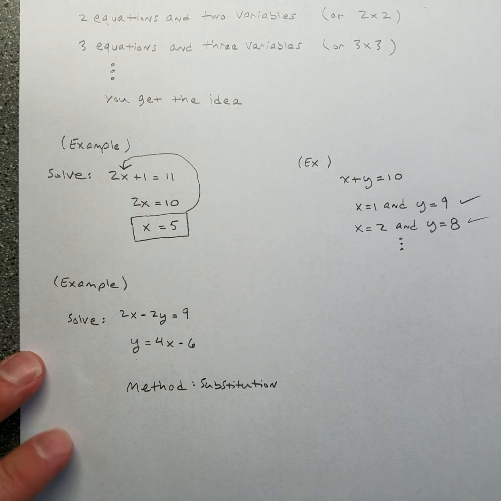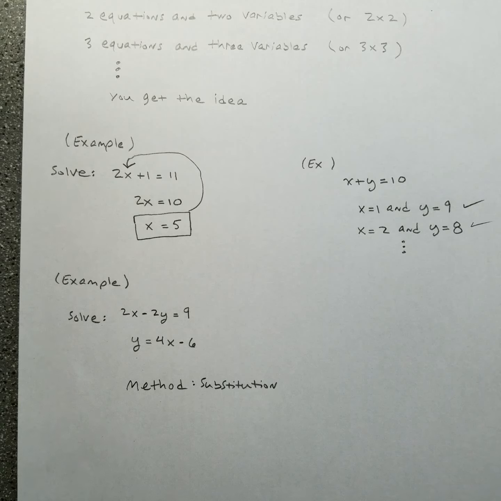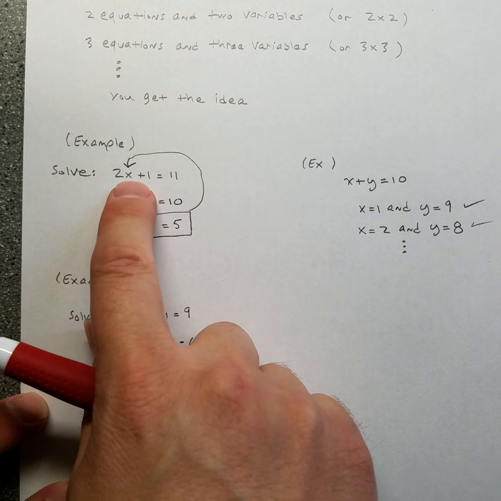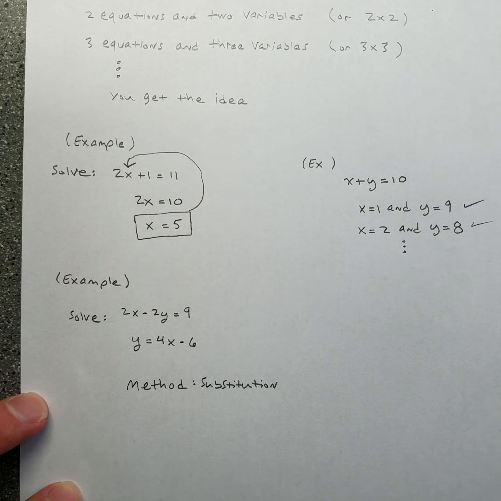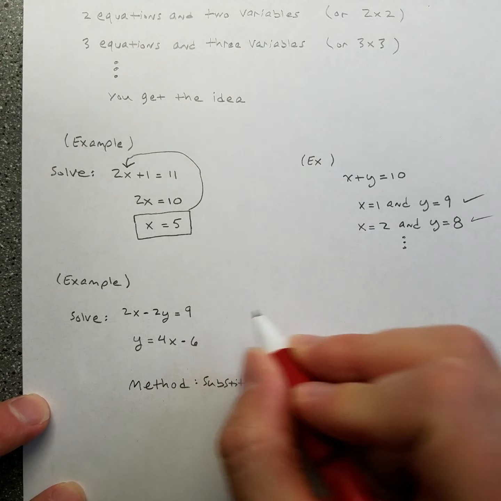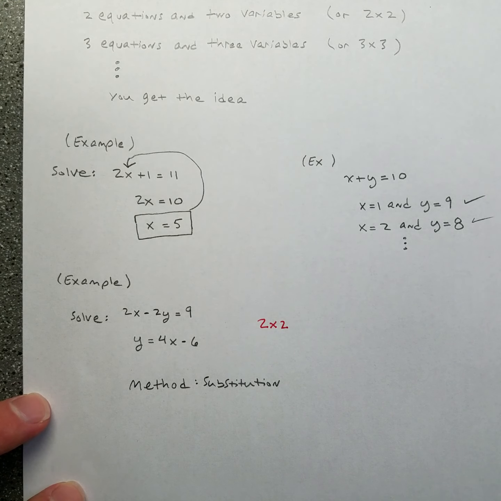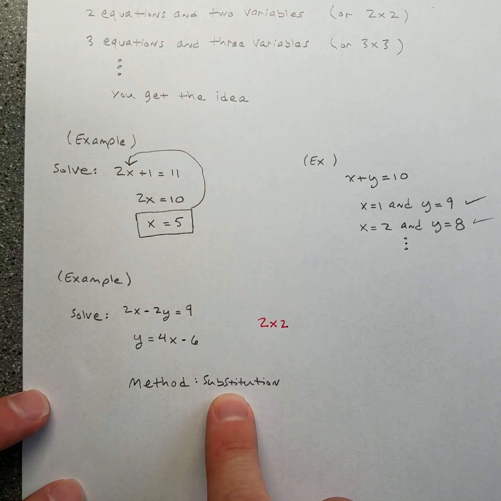If you do my MyMathLab assignments or you look in the book, there might be problems that say use the substitution method. All that's going to do is knock one of the variables out and reduce it to one equation and one variable. So let's say here's what we got: two equations, two variables. And here's how I'm going to use substitution. Here's what I mean by it.